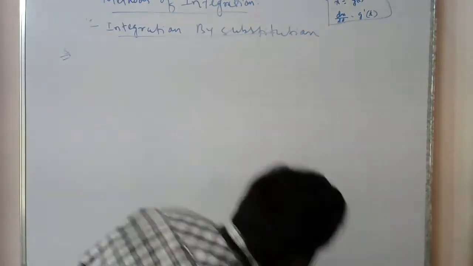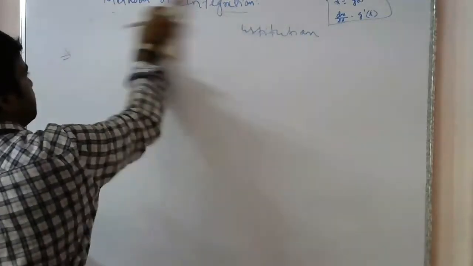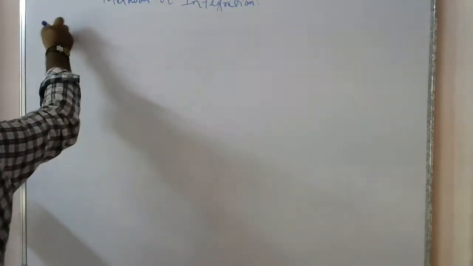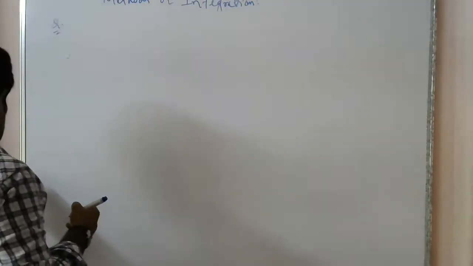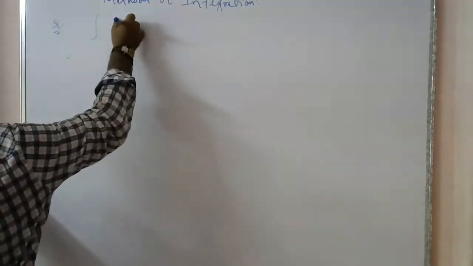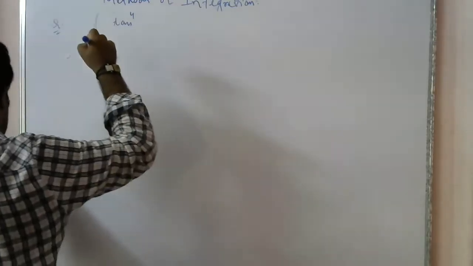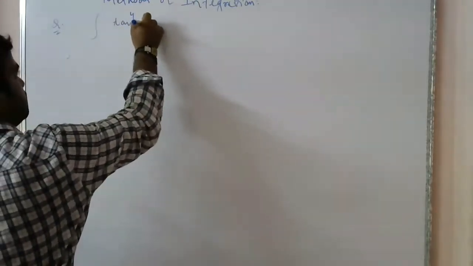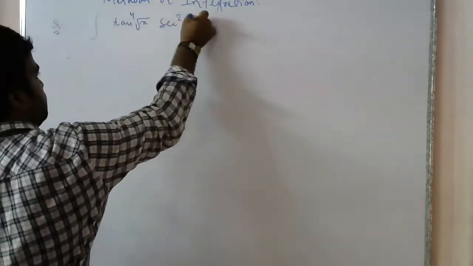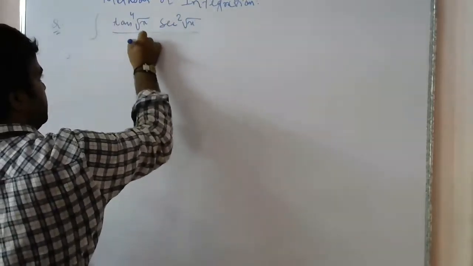A little bit of big space is required. So the question is: integral of tan to the power 4 root x, sec square root x, by root x dx.